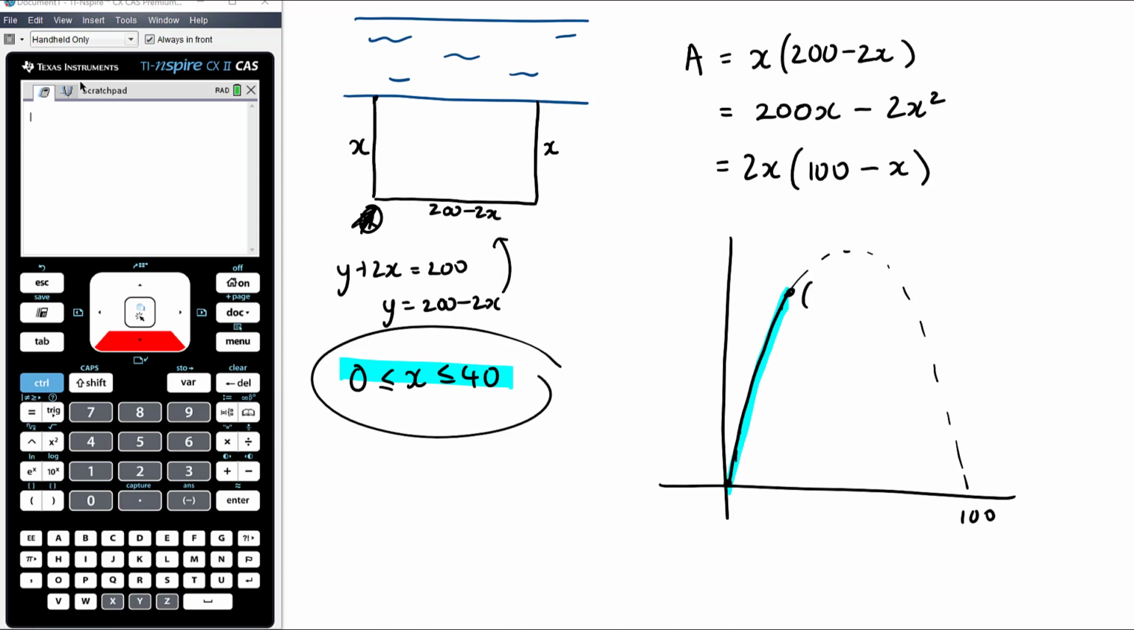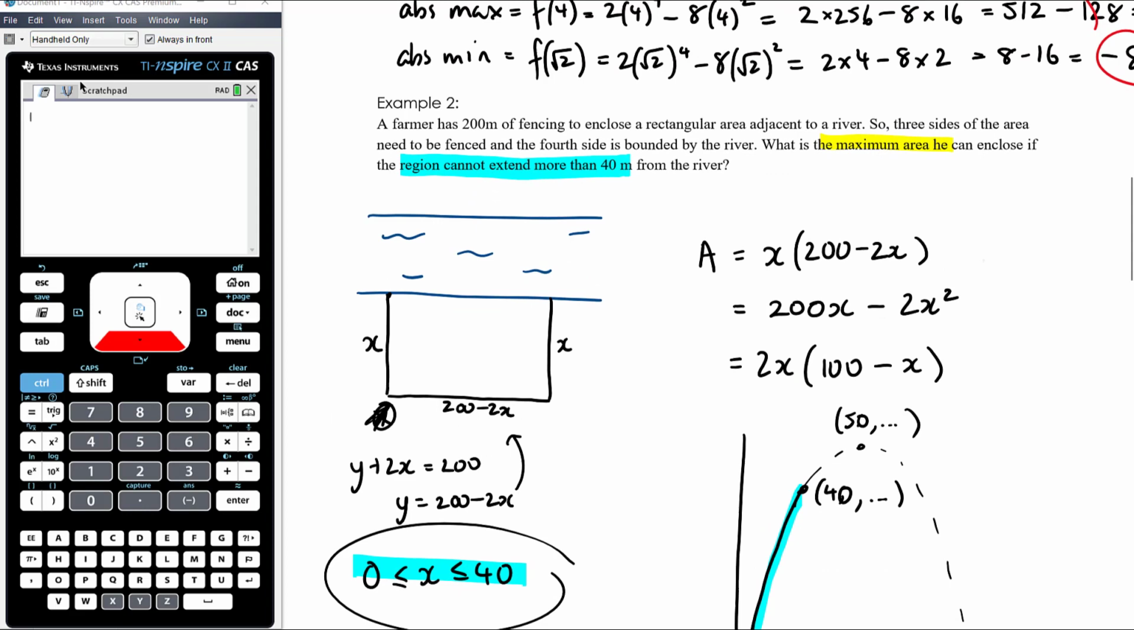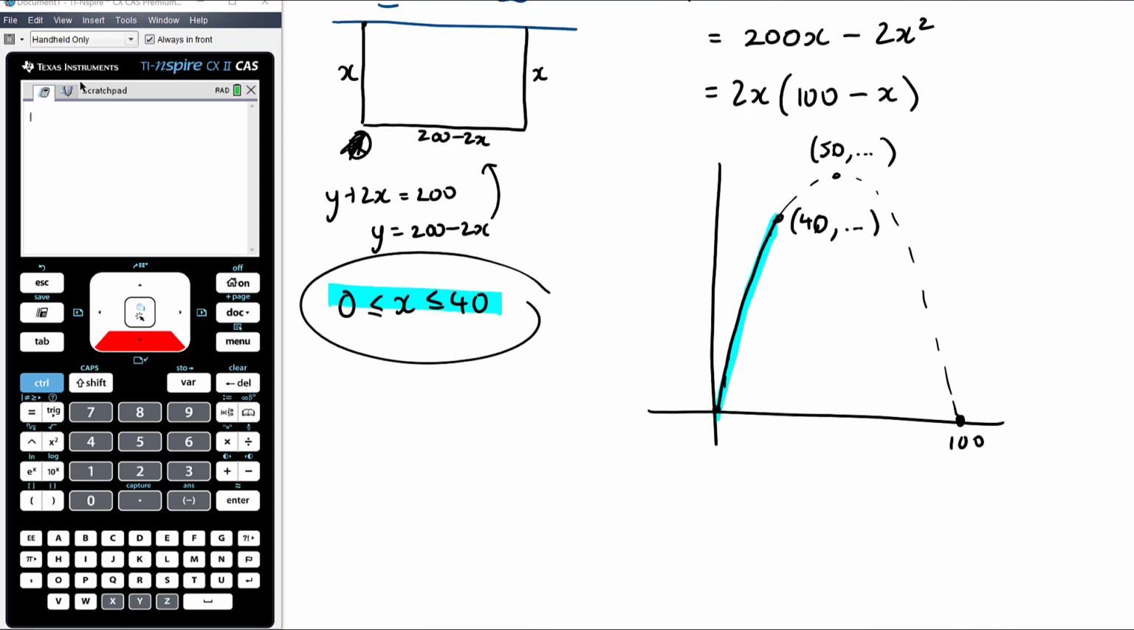Okay, and the reason I know that 40 is before the turning point is because if this x-intercept is 100, this turning point is clearly at 50. So I only want to go to 40, and I want to find, are we trying to maximize the area? Maximum area, so the maximum area will happen when x equals 40. This axis is our area axis versus our x-axis. Max area is when x equals 40.